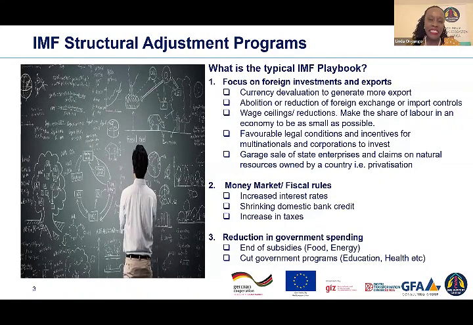I've been studying a lot. I've been studying what happened in Bangladesh. I've been studying what happened in Ghana. I've been studying a lot of what has happened in developing countries when they're under a supervised structural adjustment program, like Kenya is right now. So, what is their typical playbook? Typically, the IMF playbook is 10 things.